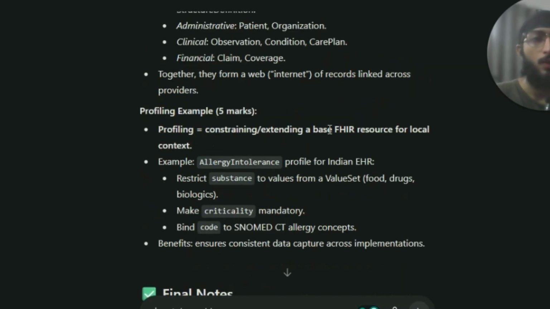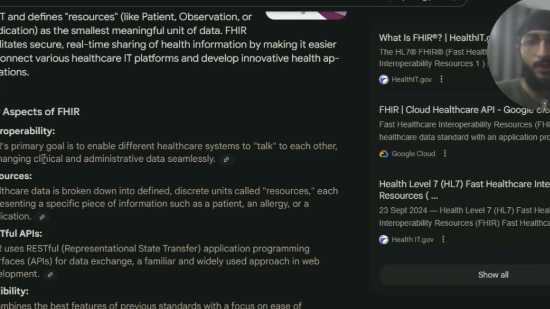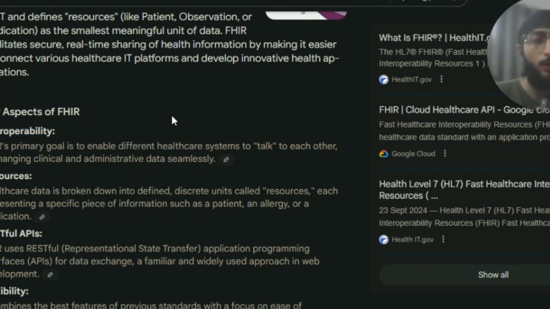Right. So now let us read through FHIR. Basically, a key aspect of FHIR is interoperability. Its primary goal is to enable different healthcare systems to exchange information and use that information with each other, right? Interoperability is defined as the ability of two or more systems or communities to exchange information and use the information that has been exchanged. So that is one aspect of FHIR.